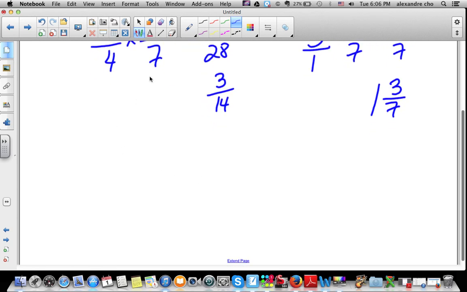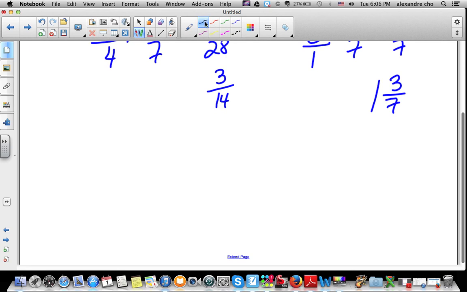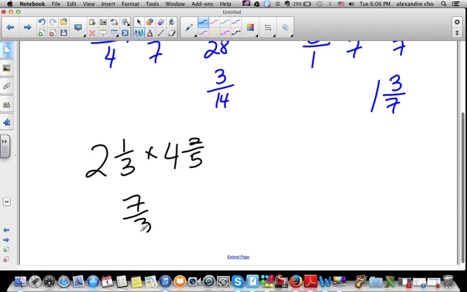Another one we can do, let's just do mixed numbers. Okay, 2 and 1/3 times 4 and, I don't know, 2/5. You're not going to multiply 2 times 4 and multiply 1/3 times 2/5. Not what you want to do. You want to change these two to improper fractions. Okay, 3 times 2 is 6, plus 1 is 7. 7 over 3 times 5 times 4 is 20, plus 2 is 22 over 5.